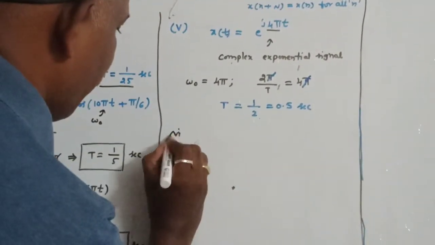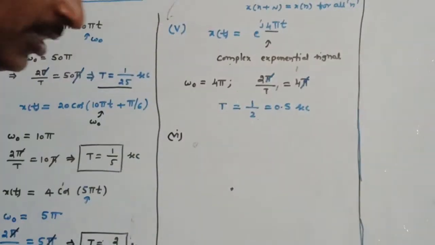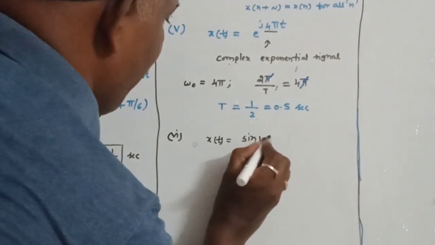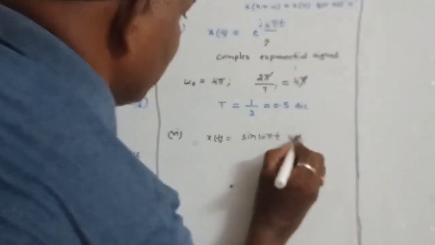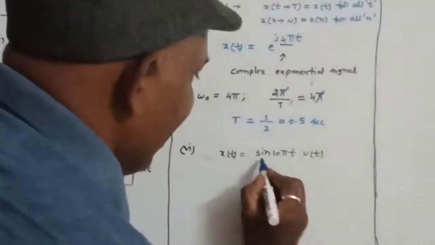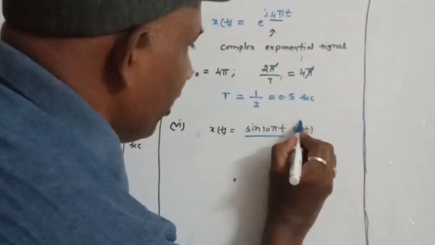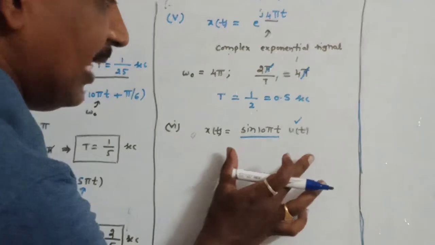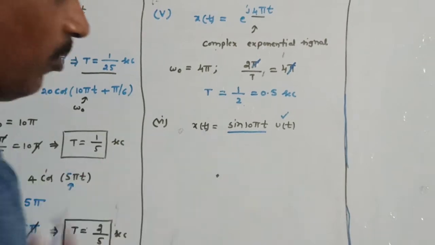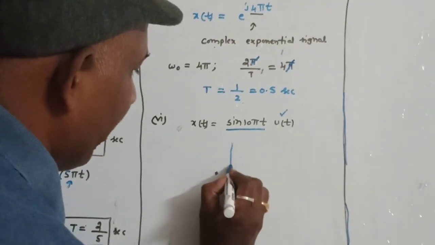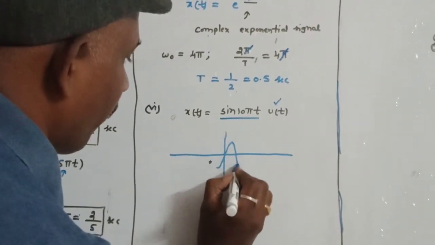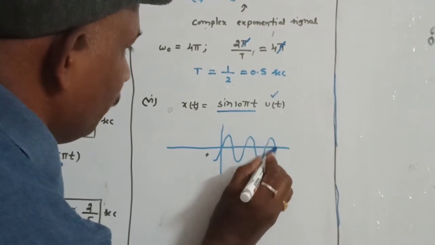So let us solve the sixth question. The sixth question is x of t is equal to sine 10 pi t into u of t. You can see that sine 10 pi t is multiplied with the unit step. As I said earlier in the previous classes, any waveform multiplied by u of t starts from t is equal to 0 onwards. For example, by drawing the waveform in short, this is your sine wave.